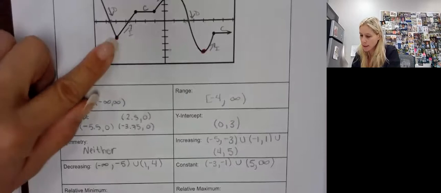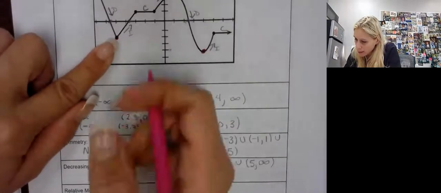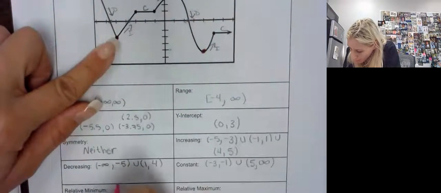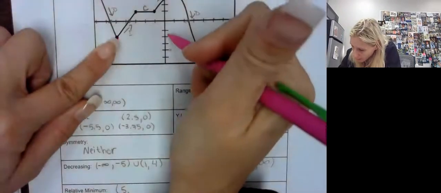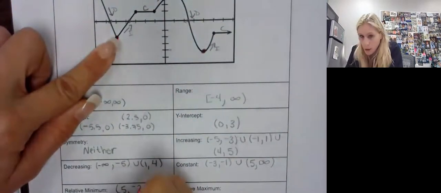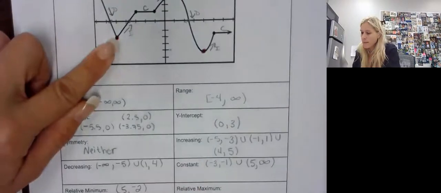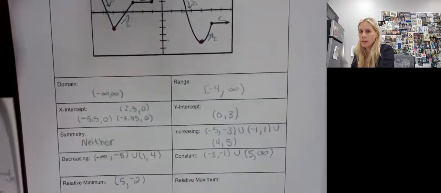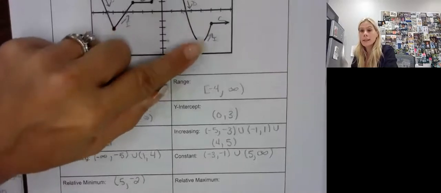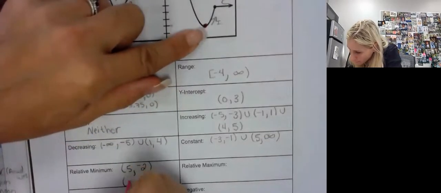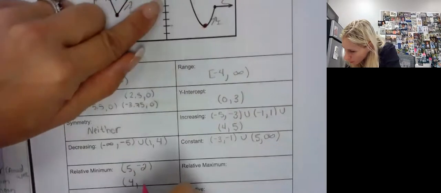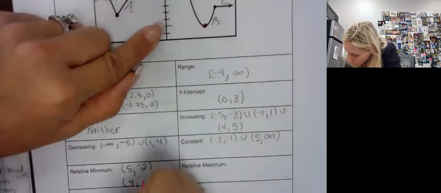So we have a decrease to increase right here. What coordinate pair is that? 1, 2, 3, 4, 5. So we have 5, comma, and it looks like it's at -2. Remember, coordinate pair. Then we have another relative min. We have a change of decrease to increase right here. So we have another coordinate pair, and that's at 4. Let's see, 1, 2, 3, 4, -4.